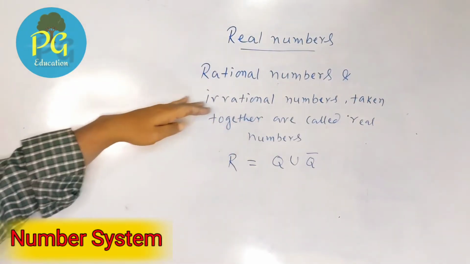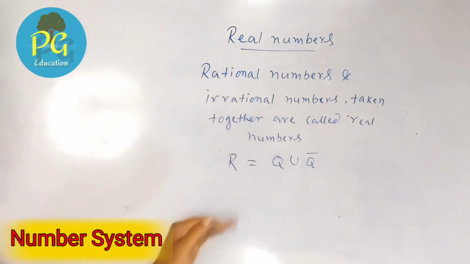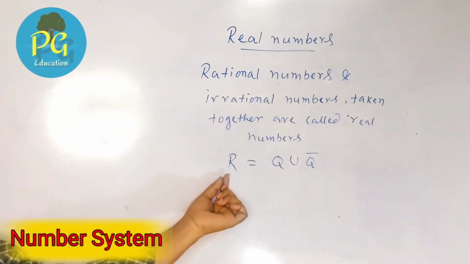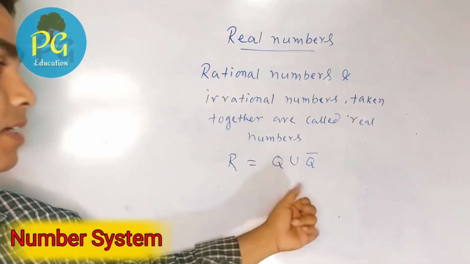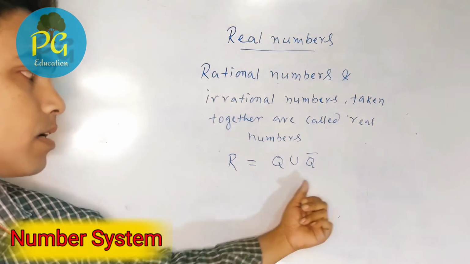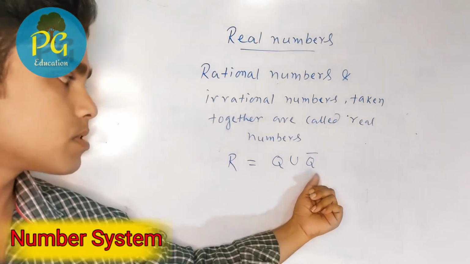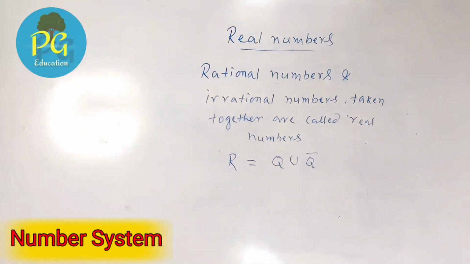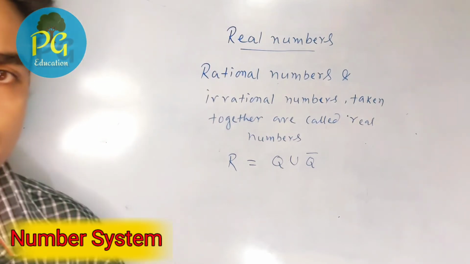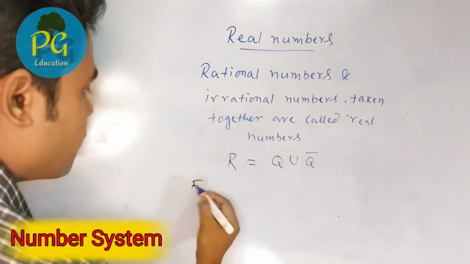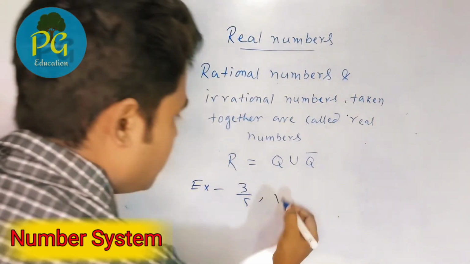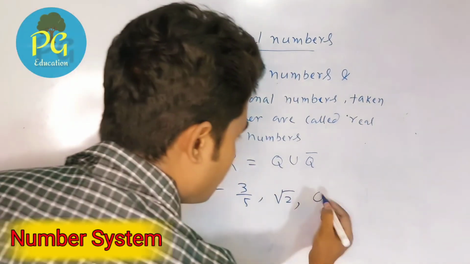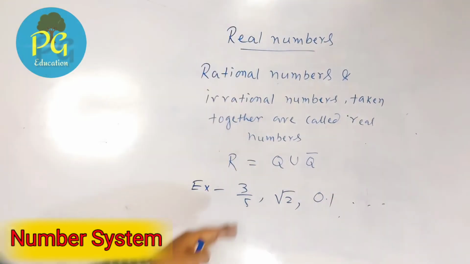Now real numbers. What are real numbers? Rational numbers and irrational numbers taken together are called real numbers. It is denoted by capital R. Okay, so R equals Q union Q bar. Q means rational numbers, Q bar means irrational numbers. So real numbers are either rational numbers or irrational numbers. Understood? Examples of real numbers are 3 by 5, root 2, 0.1, and so on.